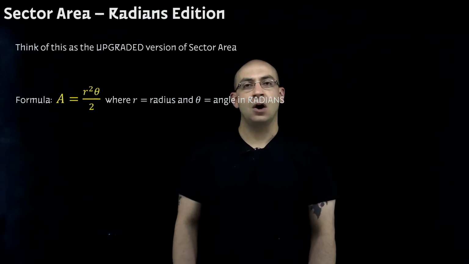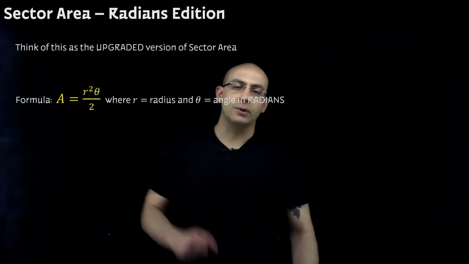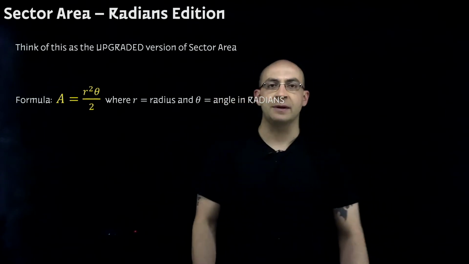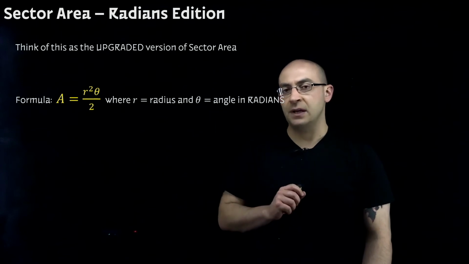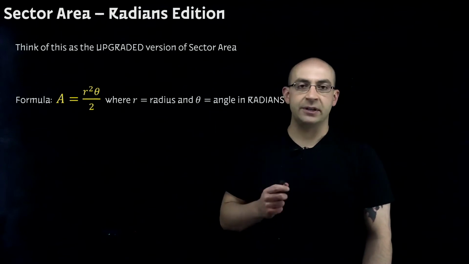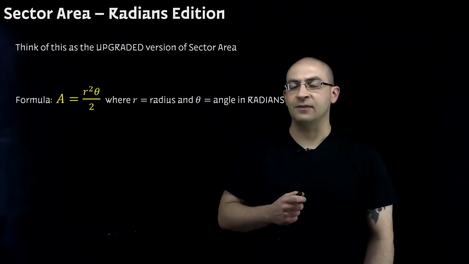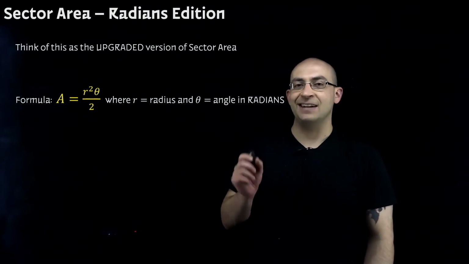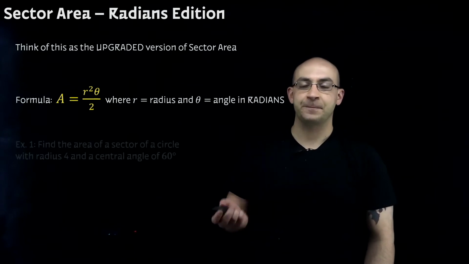The formula for sector area now is going to be area equals r squared theta divided by 2. Now, r is obviously going to be our radius, so we're going to take that radius and square it, and then we're going to multiply it by theta, which is the angle measurement. But here, for the Radians edition, the angle must be in radians. Now, obviously, we already know how to convert from degrees to radians, so we're going to see a couple of examples right now that makes that really fluid and the transition really easy to do.